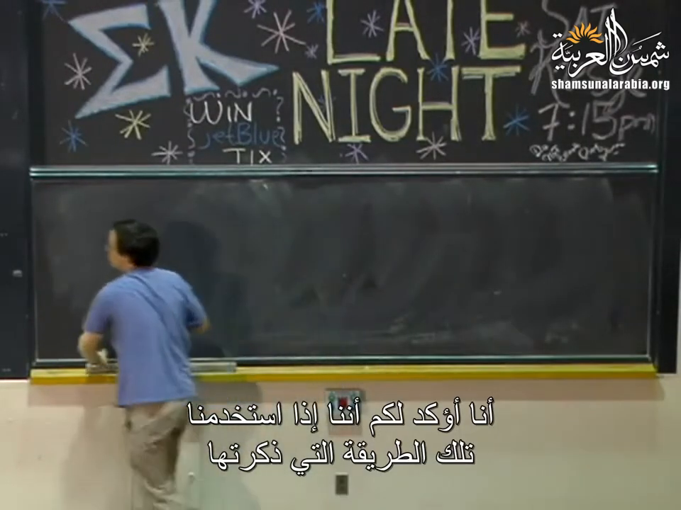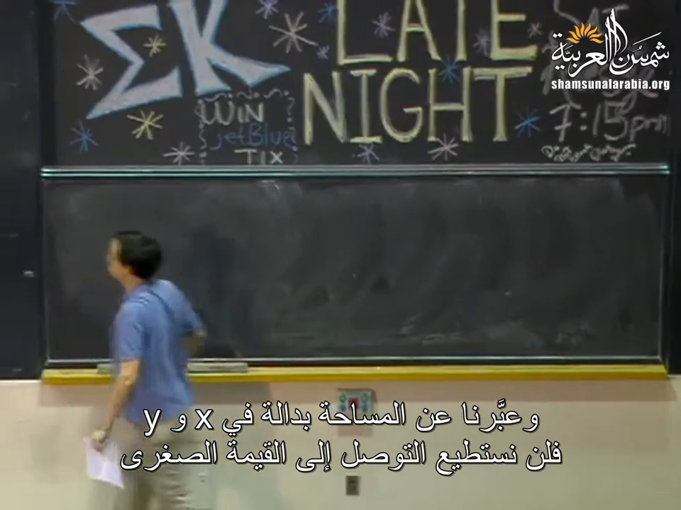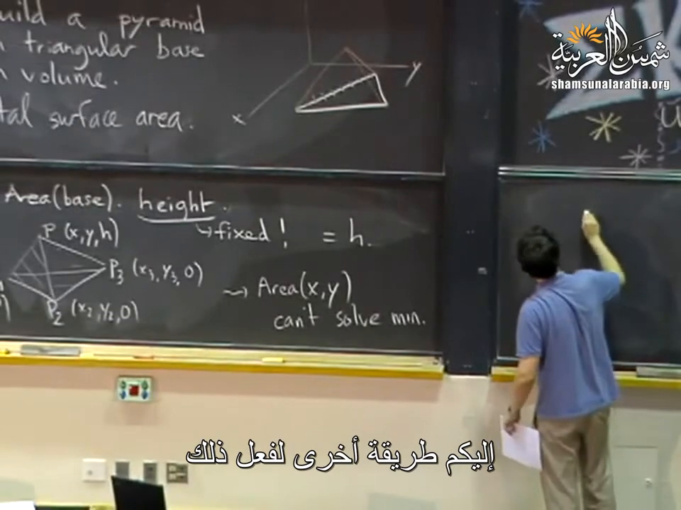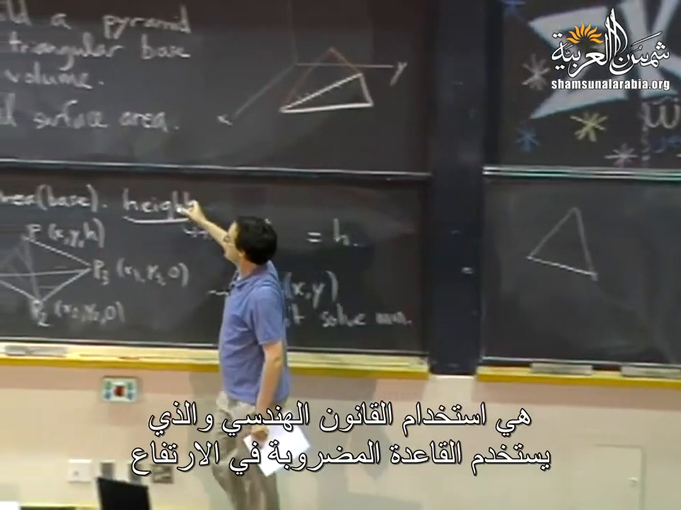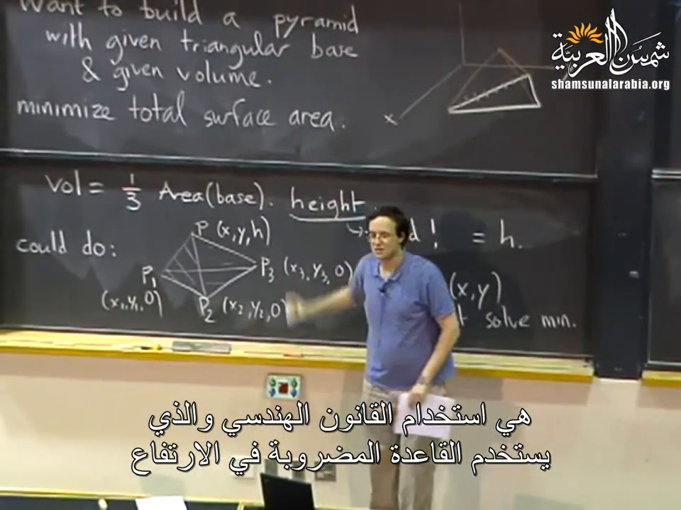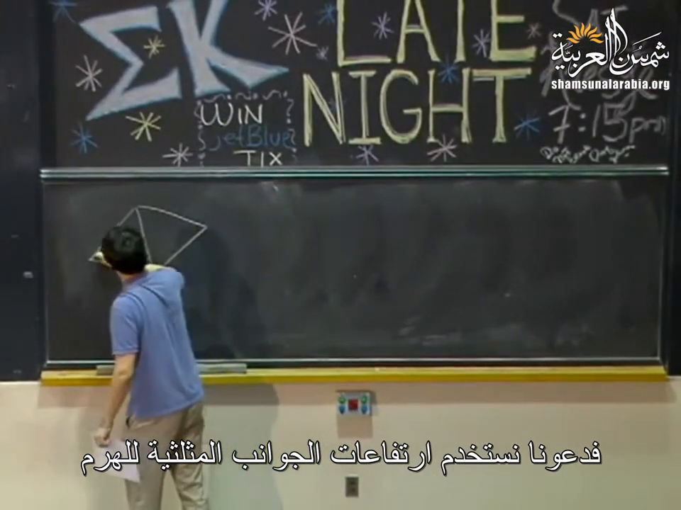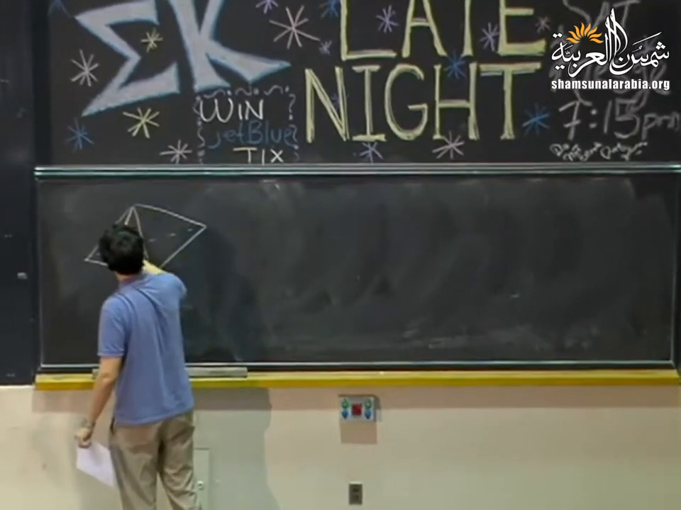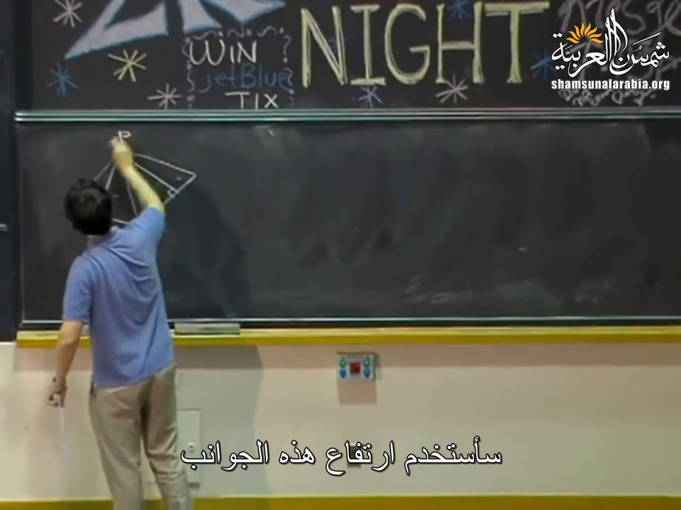Okay, so I claim if we do it this way, and we express then the area as a function of x, y, well, actually we can't solve for the minimum. So here's another way to do it. Well, what's worked pretty well for us so far is this geometric idea of base times height. So let's think in terms of the heights of these side triangles. Okay, so I'm going to use the heights of these things.